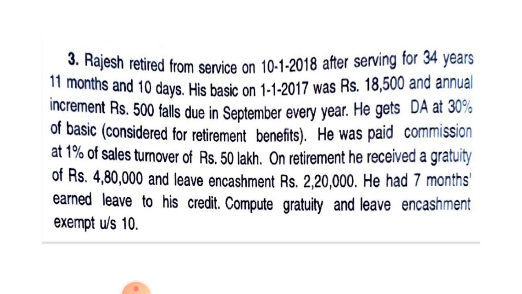He was paid commission at 1% of sales turnover of 50 lakhs rupees. On retirement, he received a gratuity of rupees 4,80,000 and leave encashment rupees 2,20,000. He had 7 months earned leave to his credit. Compute gratuity and leave encashment exempt under section 10.